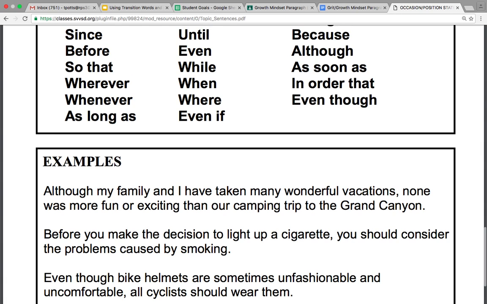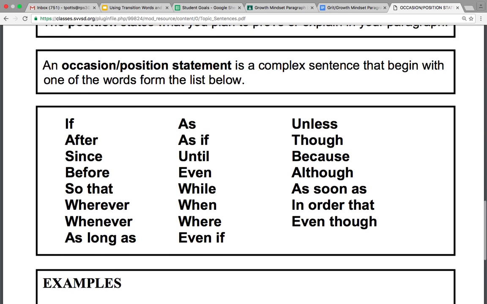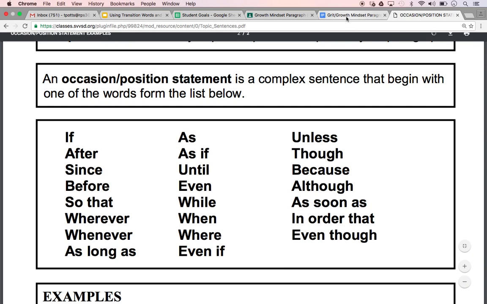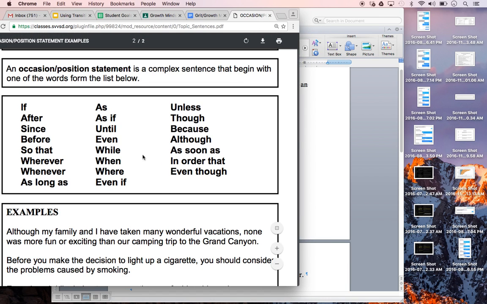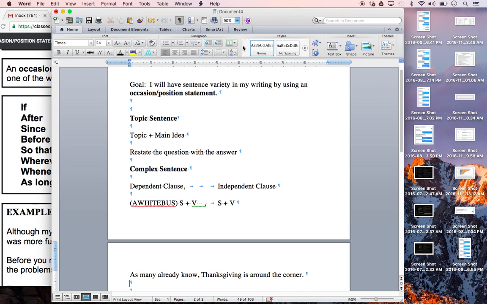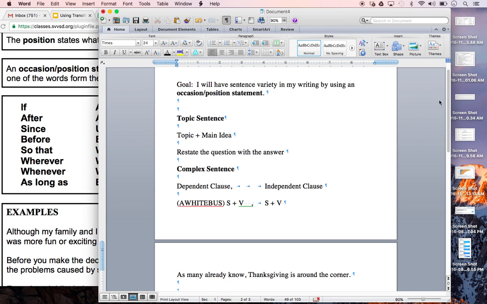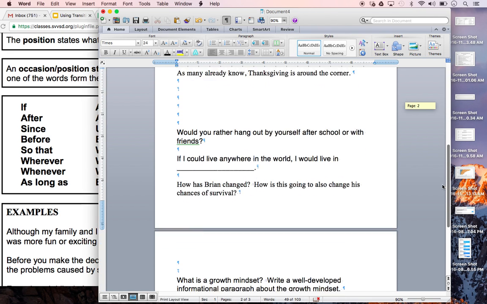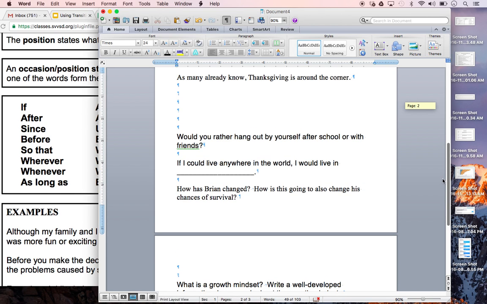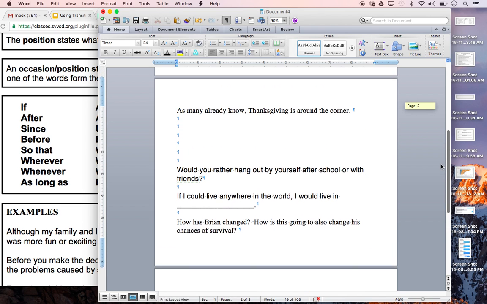But now I want to show you how to actually use this in your writing. So I'm going to make this screen. I'm going to keep the word list here as a reference. And I've written a couple of prompts that you've seen before down here. And I'm going to answer them with occasion position statements.